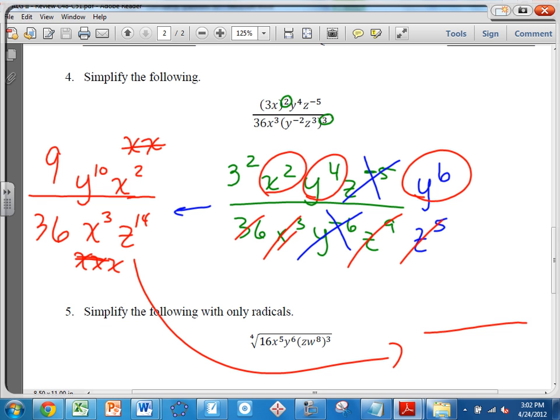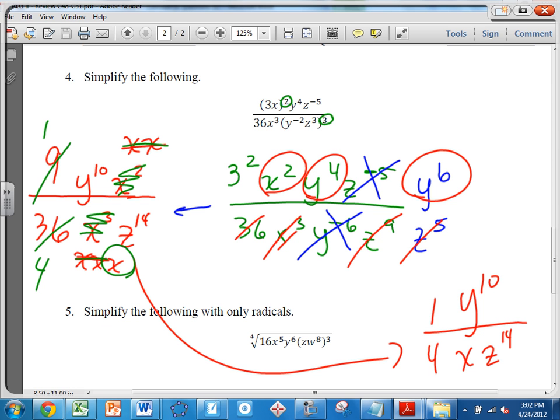So I end up with, up top, y to the 10th. No x's up top. There was a 1/4 in the beginning. I'm going to have an x and z to the 14 down below. Again, just to make sure we're clear, we rewrote these. They're gone. I canceled these 2 with these 2. I'm left with just an x down below. 9 and 36 reduced to 1/4. Do I need that 1 up top? No, I don't, so you can feel free to erase it. And that would be your final answer.